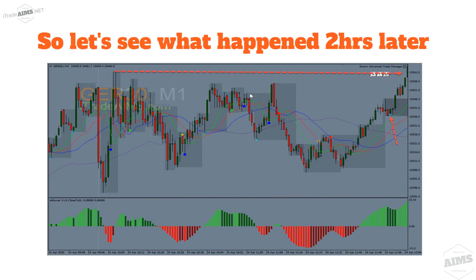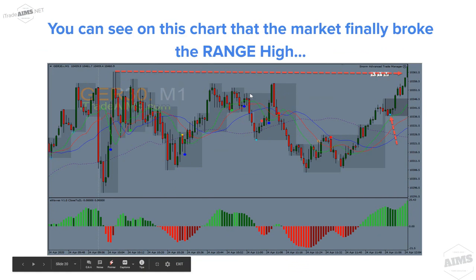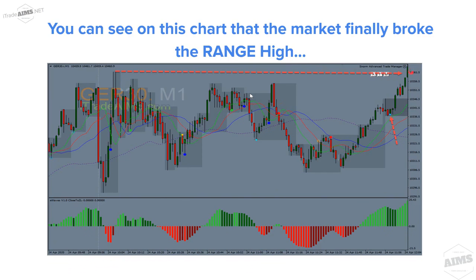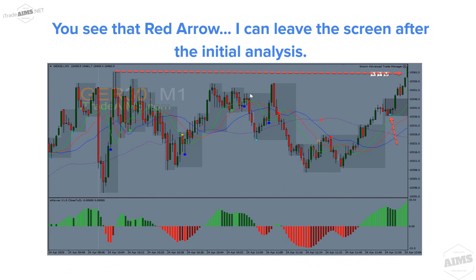Let's move forward. So you can see on this chart that the market finally broke the range. You see the red arrow. After this analysis, I can leave the screen, right?